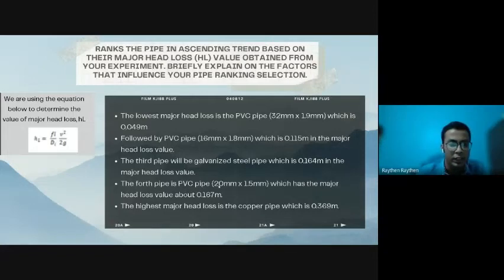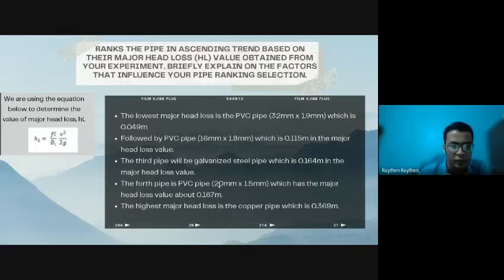This will result in an increase in flow area and a reduction in the velocity of the liquid. Thus, it decreases the major head loss due to friction. Referring to the Darcy-Weisbach equation, when the inside pipe diameter is doubled, the head loss will be reduced by half. However, it increases with the increasing volumetric flow rate. Hence, when the flow rate increases, the major head loss increases at the same time.